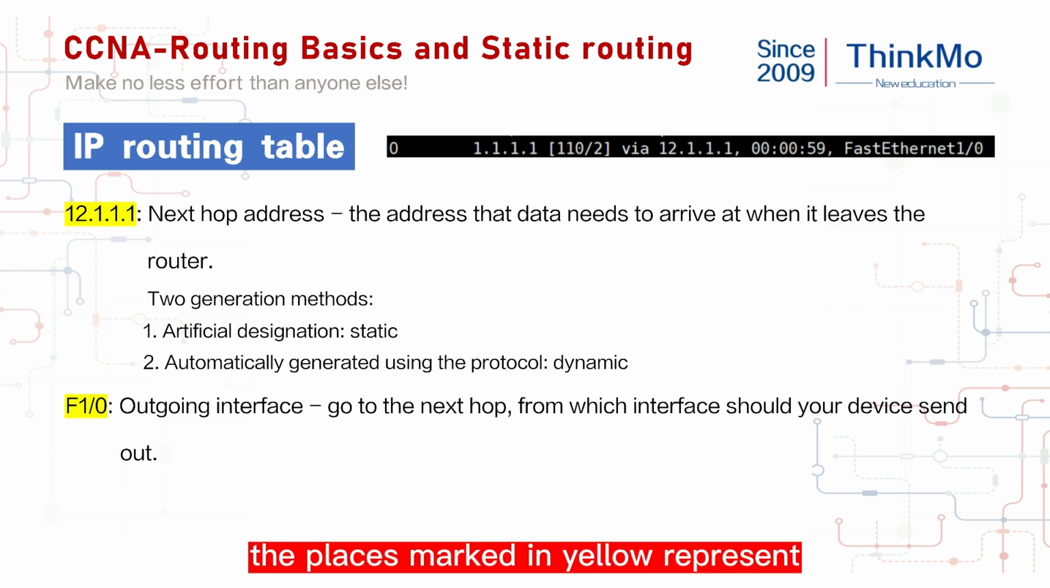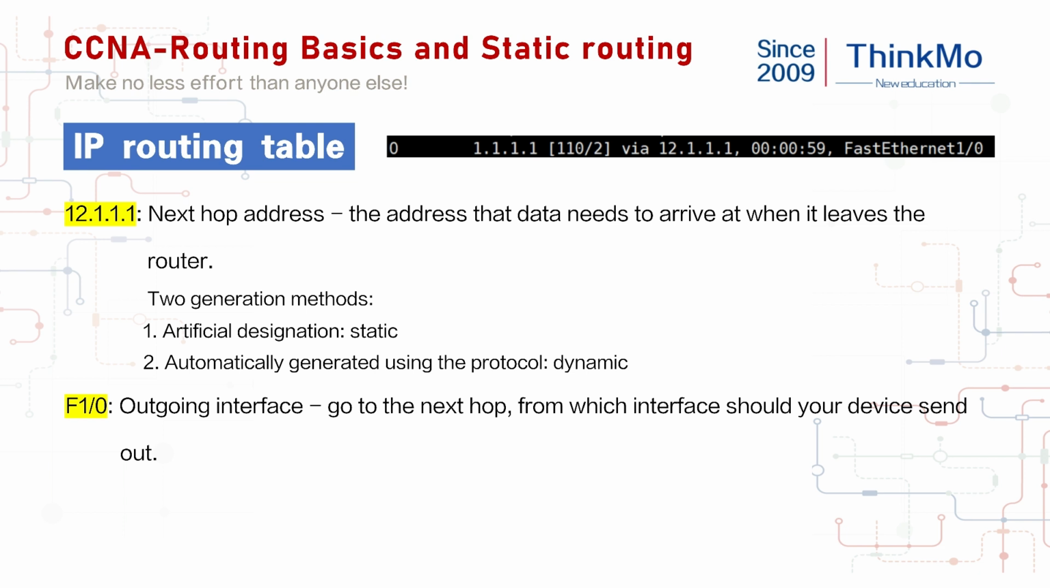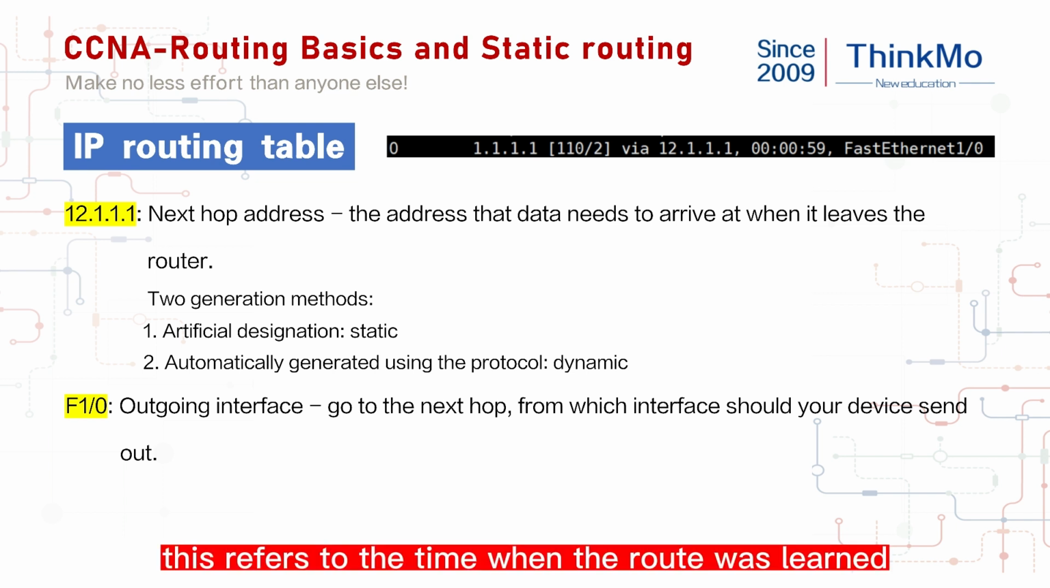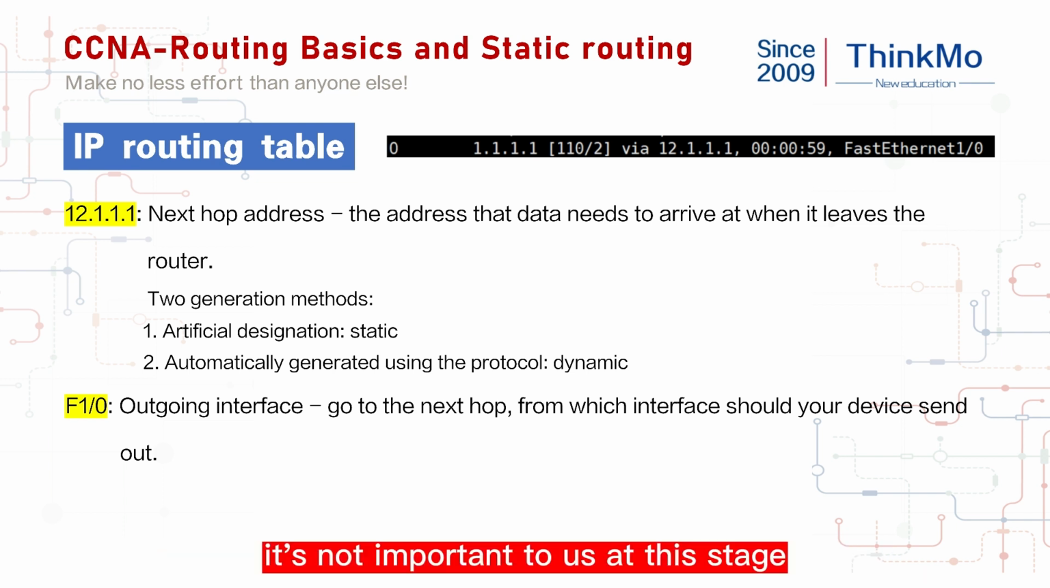The places marked in yellow represent different parameters. Look down. Here is a 000059. Let me tell you this briefly. You don't have to remember. This refers to the time when the route was learned. It's not important to us at this stage.